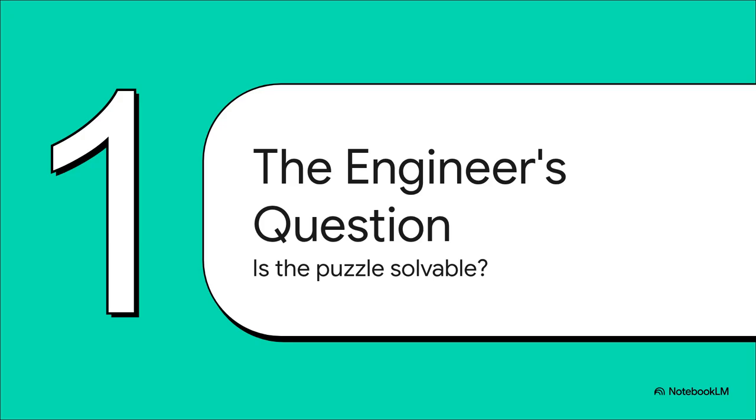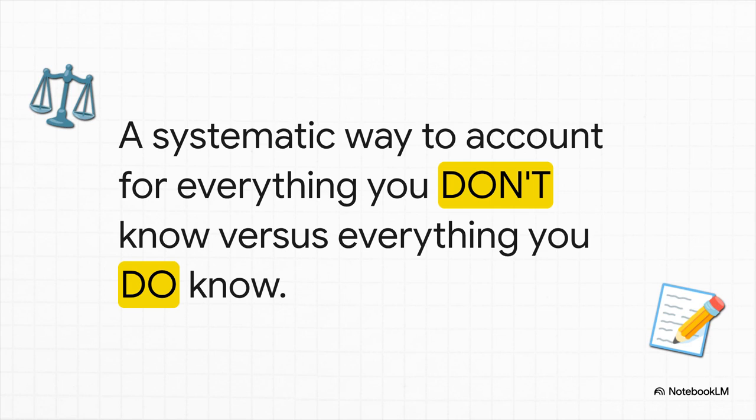Okay, so this is the absolute core of the challenge. Before anyone spends a single dollar, before a single piece of equipment is ordered, an engineer has to face this one really make-or-break question. Is this puzzle I'm looking at even solvable? And it really just boils down to a type of accounting. It's like you're balancing a ledger.